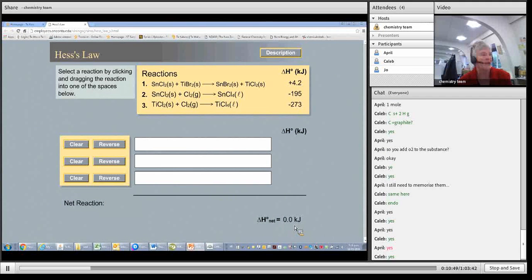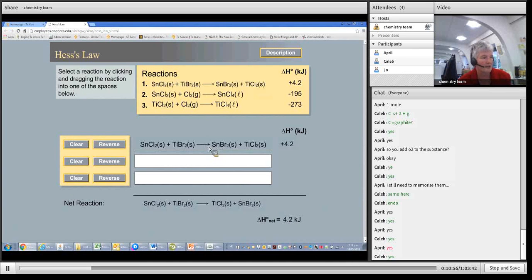Yep, okay. So if I drag this down, it doesn't matter which way I do it, I've only got one reaction that I'm adding up at the moment, so can you see it's just simply repeated down here. So if I've got delta RH of plus 4.2, it's still plus 4.2.